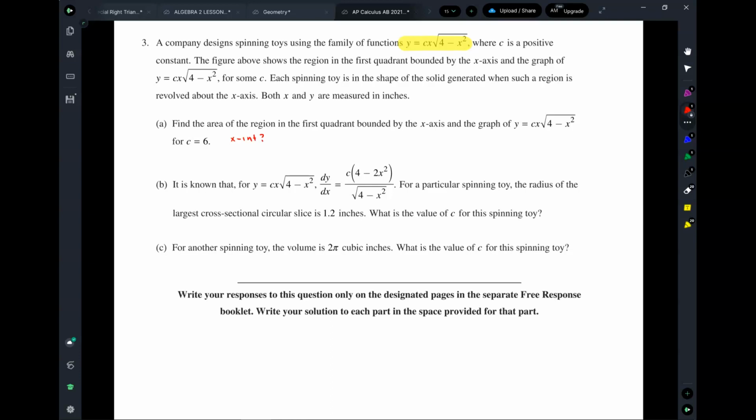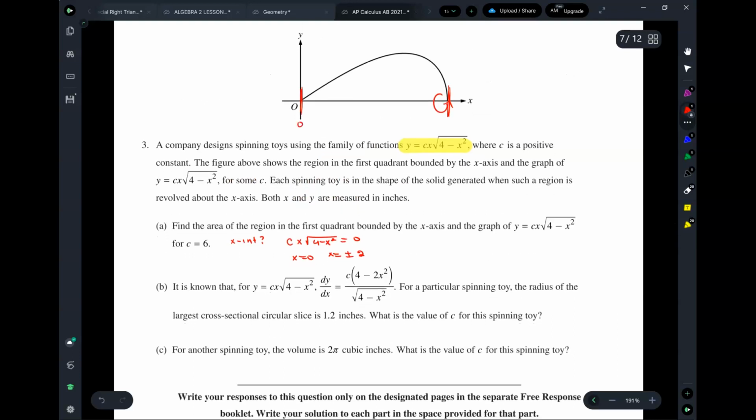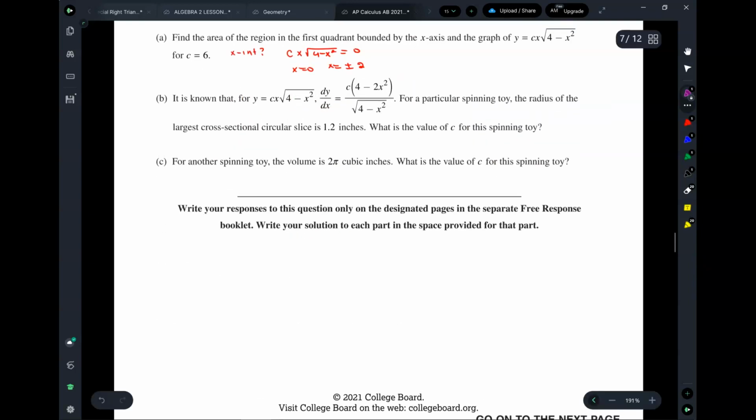So you're going to take your function, which is c, well, it doesn't matter if you put in the 6 for c, because it's going to go away. So cx times the square root of 4 minus x squared is equal to 0. So x is 0, x is plus or minus 2. That means this goes from 0 to 2. Okay? I have done no calculus here. I just used algebra to find the x-intercepts of that function. Cool? Cool. Now let's find the area.